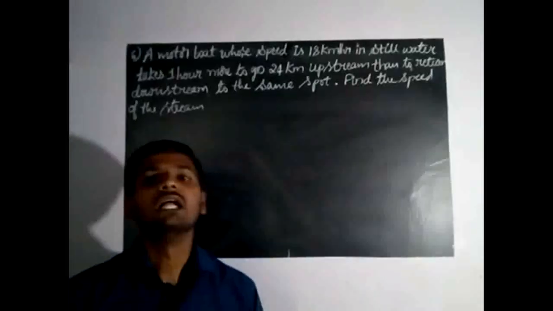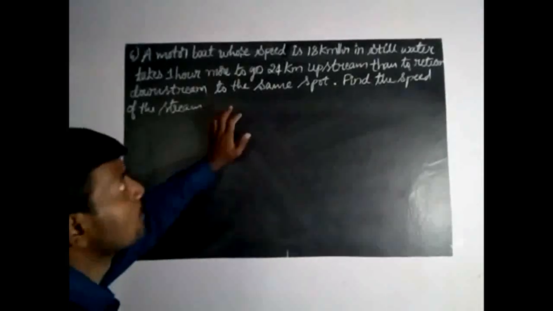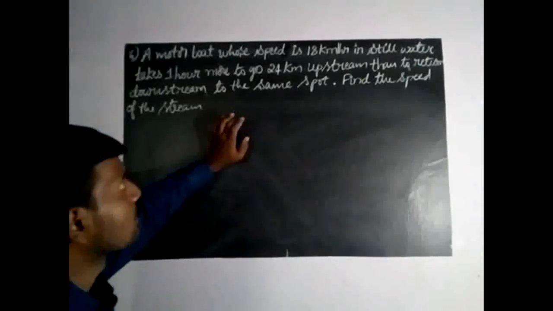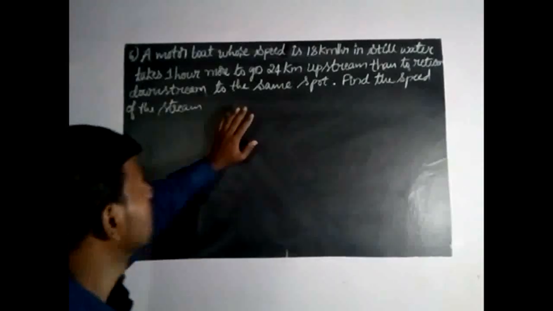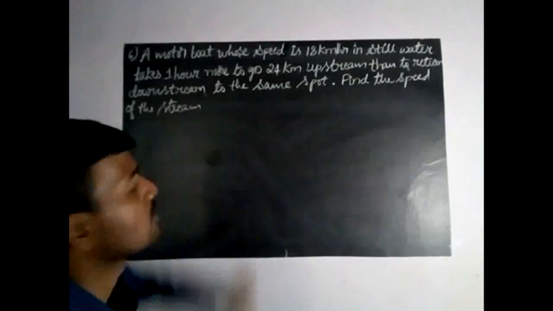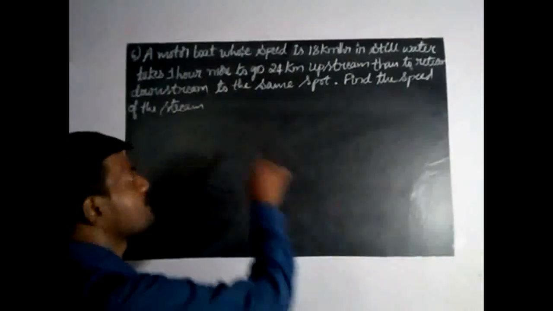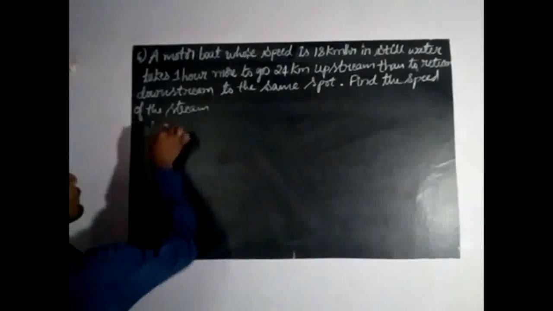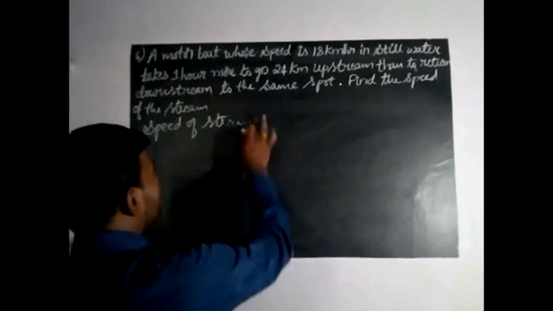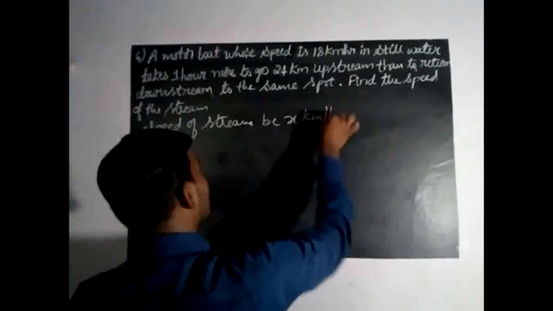Let us consider the next example. A motor boat whose speed is 18 km per hour in still water takes 1 hour more to go 24 km upstream than to return downstream to the same spot. Find the speed of the stream. So here, take the speed of the stream as x. Speed of stream be x kilometer per hour.